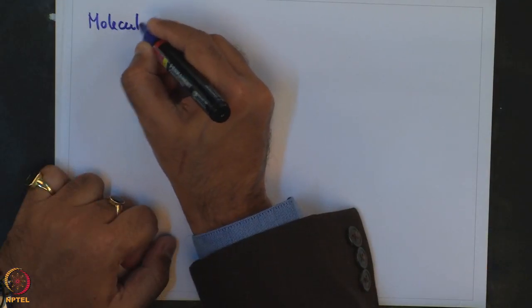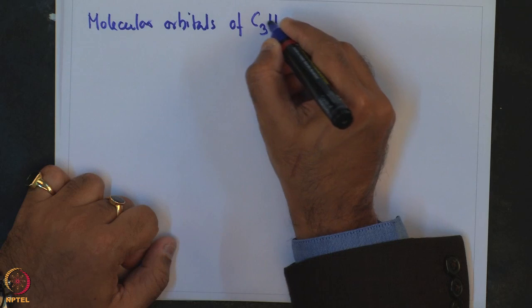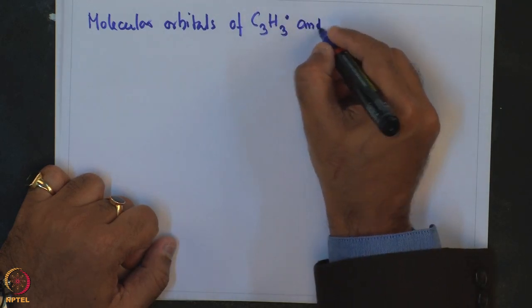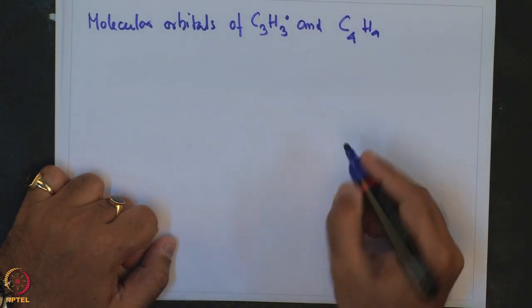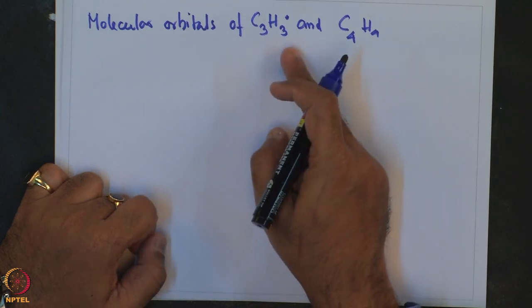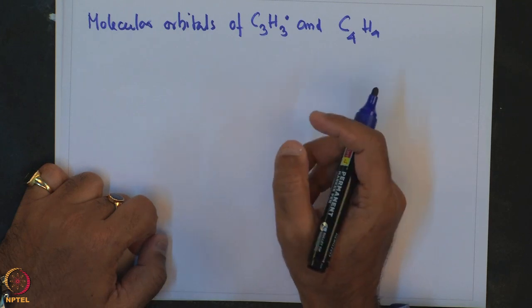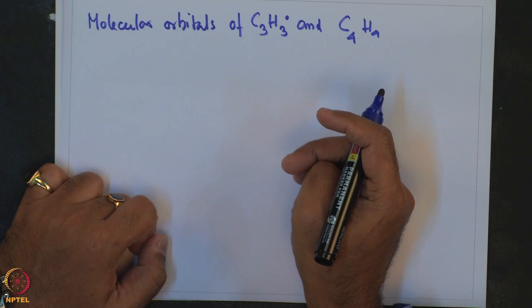So let us take a look at this allyl radical and C4H4, particularly with respect to their molecular orbitals, as that will explain some of the reactivity issues that we are discussing. So, molecular orbitals of C3H3 dot and C4H4. So one can see for C3H3 dot there will be three pi type orbitals, and there will be three MOs resulting from three AOs, which are psi 1, psi 2, and psi 3.